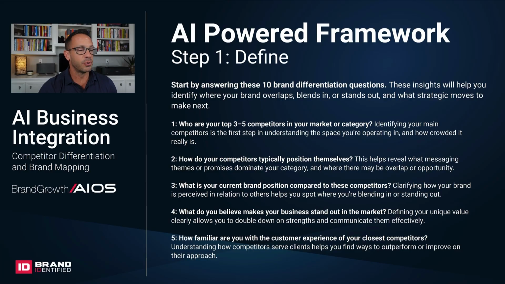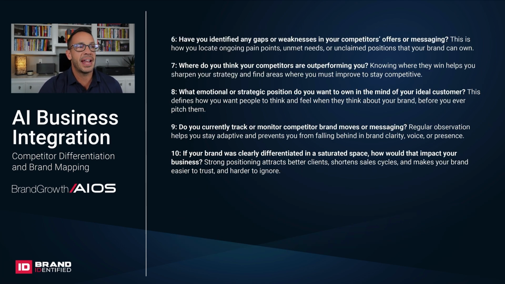Question number 5 is, how familiar are you with customer experiences with your closest competitors? Understanding how competitors serve their clients helps you find ways to outperform or improve on their approach. Question number 6 is, have you identified any gaps or weaknesses in your competitors' offers or their messaging? This is how you locate ongoing pain points, unmet needs, or unclaimed positions that your brand can own. Question number 7 is, where do you think your competitors are outperforming you? Knowing where they win helps you sharpen your strategy and find areas where you must improve to stay competitive.